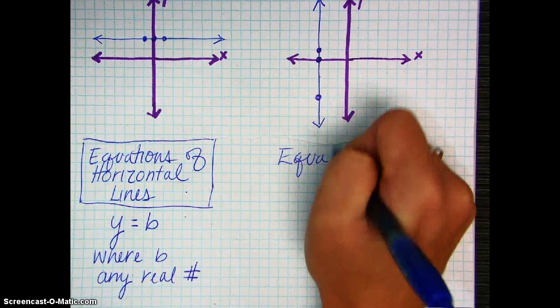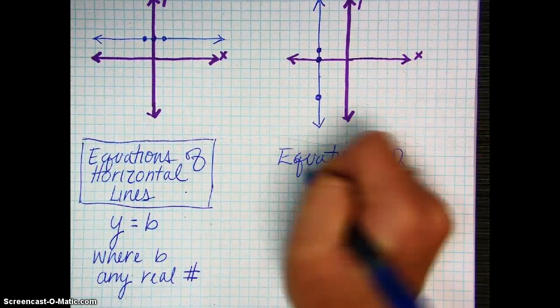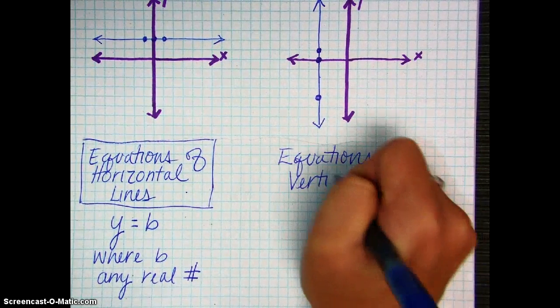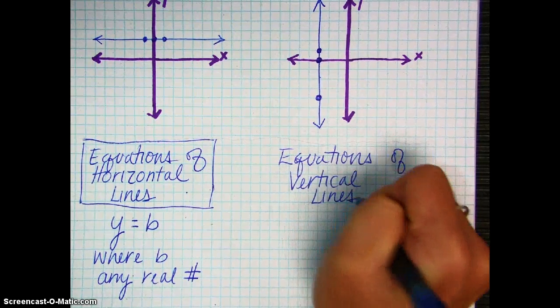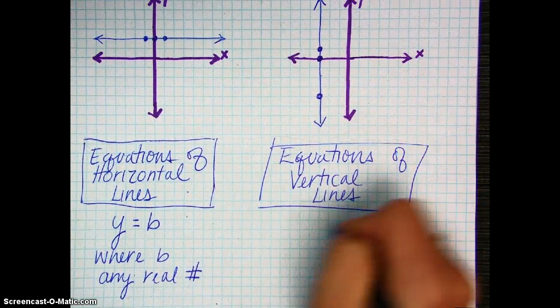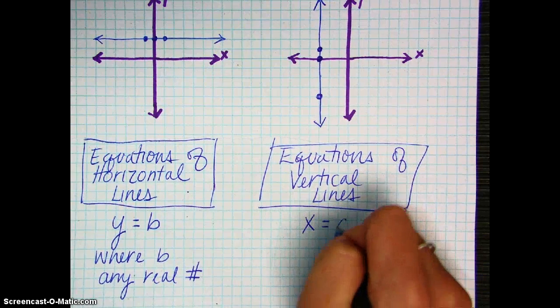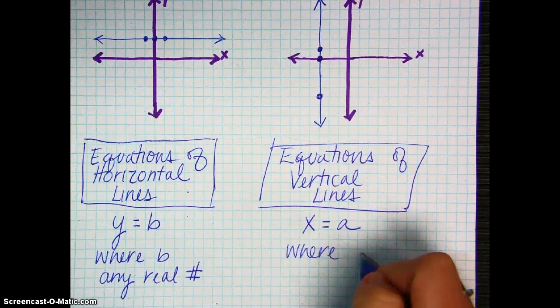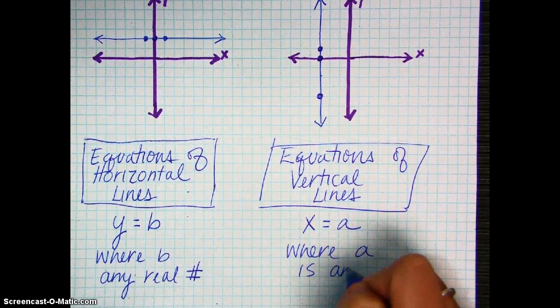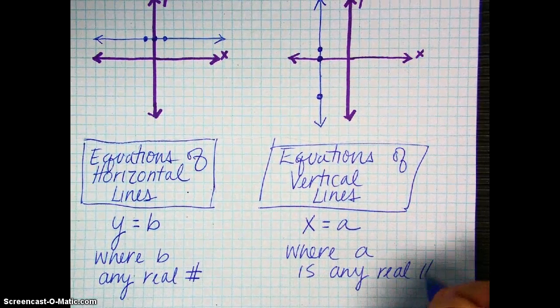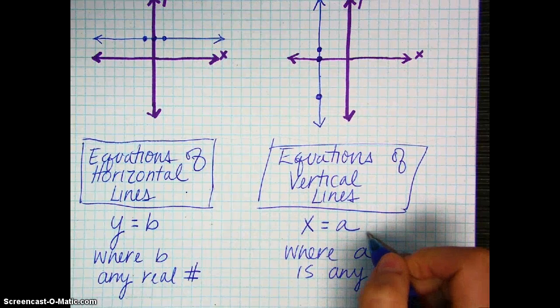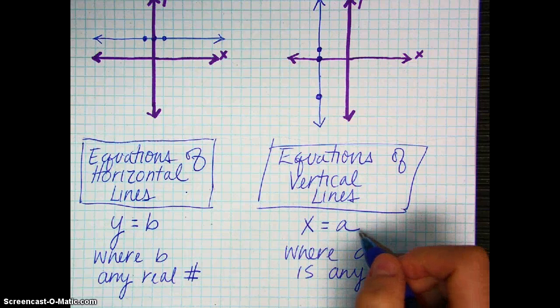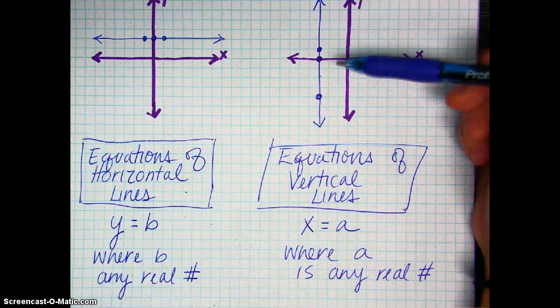Equations of vertical lines, so lines that go up and down, are always going to be in the form x equals some number. So let's just say a. x equals a, where a is any real number. So whether x equals 0 or x equals 6 or x equals negative 1, you're going to get a result that is a vertical line.